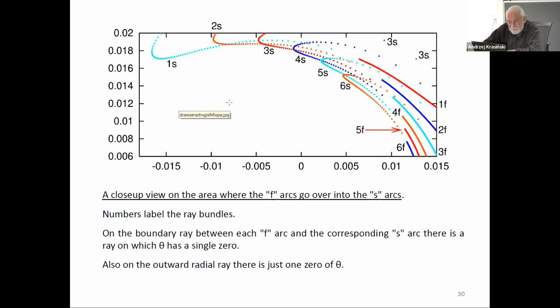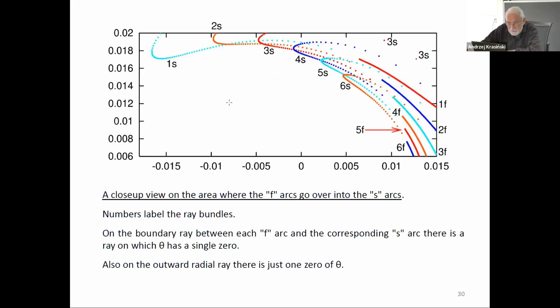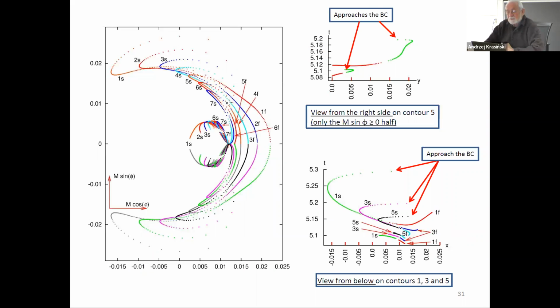Well, this is supposed to be a contour map of some surface in a three-dimensional space, but it's complicated. So, here are projections of the same contours on different planes. This is simply a repetition of the earlier figure. The upper picture is a view from the right side, and only the 5 non-negative contours are shown.